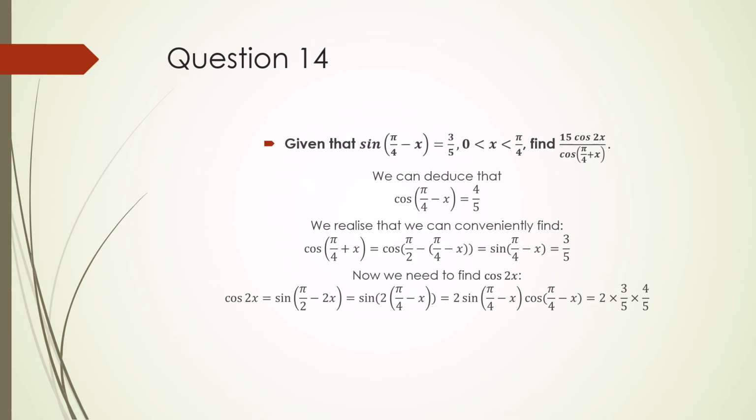And since we know both of these values, this is just 2 times 3 over 5 times 4 over 5. Hence 15 cosine 2x over cosine of (pi over 4 plus x) is simply 15 times 2 times 3 over 5 times 4 over 5, and the entire thing over 3 over 5. And the 3 over 5 cancels out. So the answer is just 15 times 2 times 4 over 5, which gives us 24.